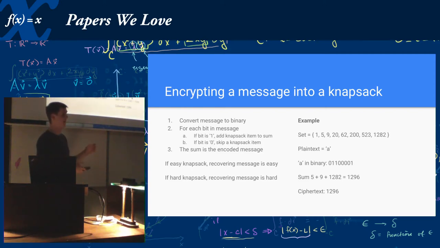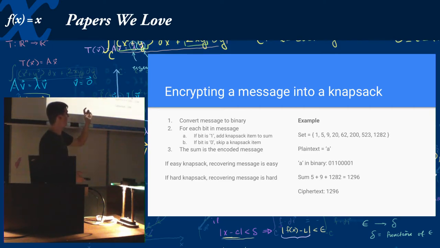So basically, you create a sum based on a subset of the numbers from the set. And then if it's an easy knapsack, then taking the ciphertext and getting the original sum back should be easy. If it's a hard knapsack, it's hard. So does that make sense for everybody?